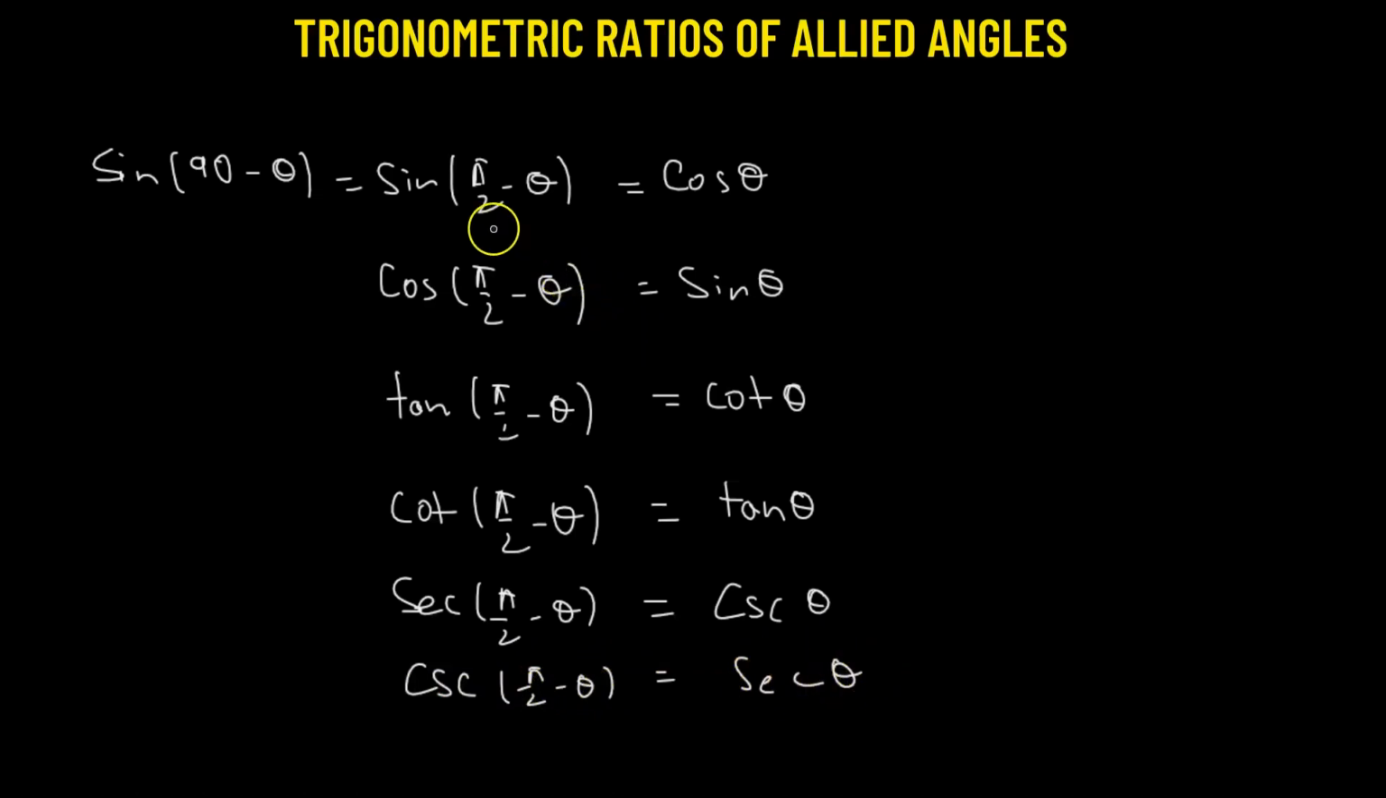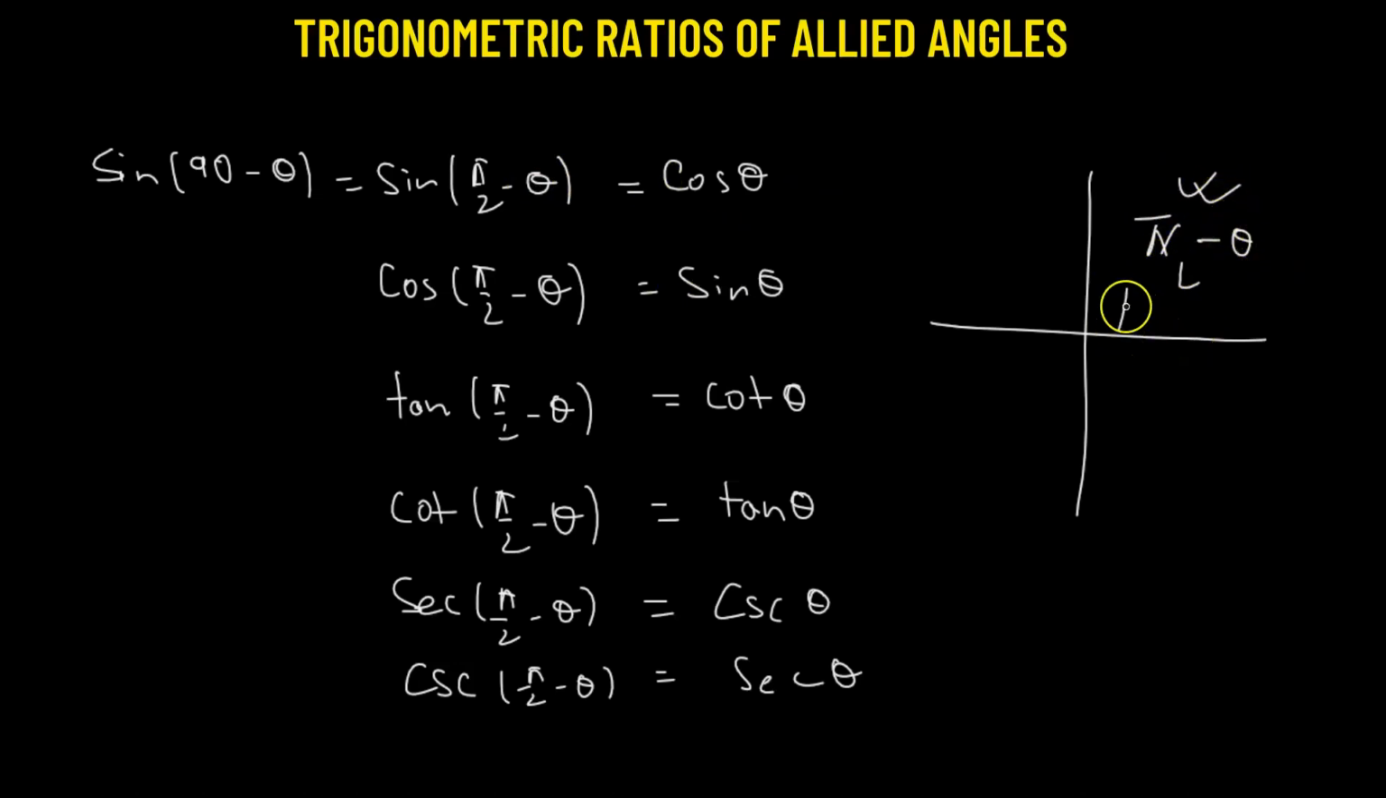Now, in which quadrant does pi over 2 minus theta lie? We are at pi over 2, and we are also subtracting some angle theta from it. Subtracting the angle theta means we are still in the first quadrant. And in the first quadrant, all trigonometric functions are positive. So all these values are going to be positive in nature.